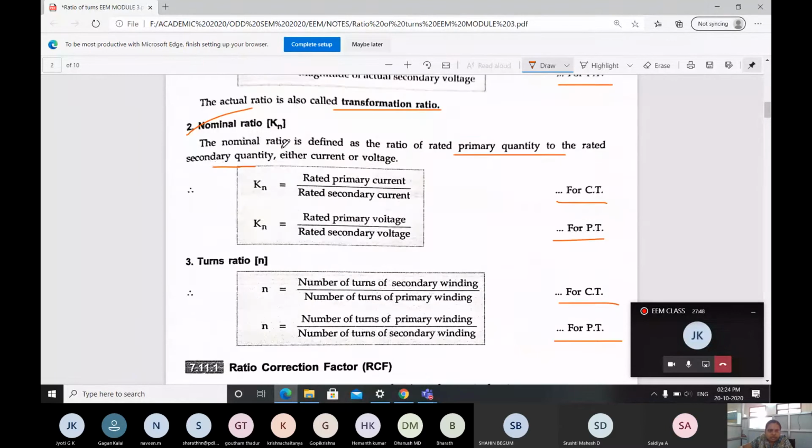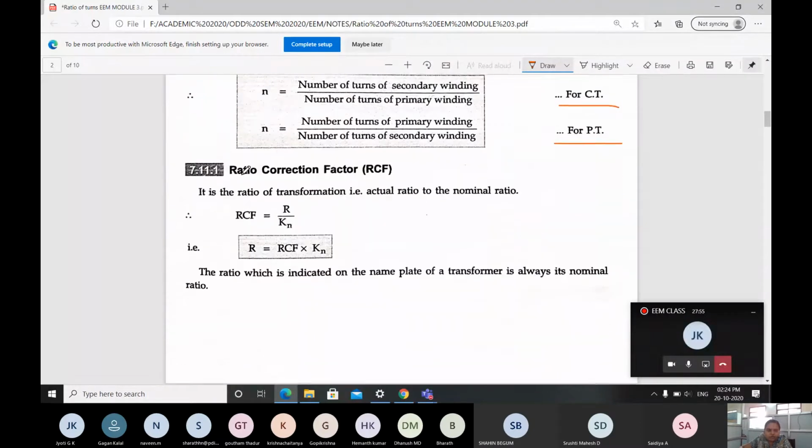This is very important. It's a repeated question in the exam for 6 marks or else 4 marks, depending on the question paper. Then the ratio correction factor, that is the actual ratio to the nominal ratio. Therefore RCF is taken as R divided by Kn. Therefore R is taken as RCF into Kn.